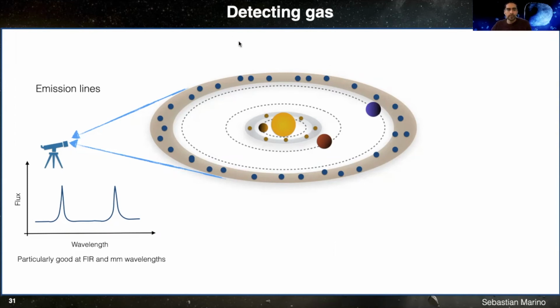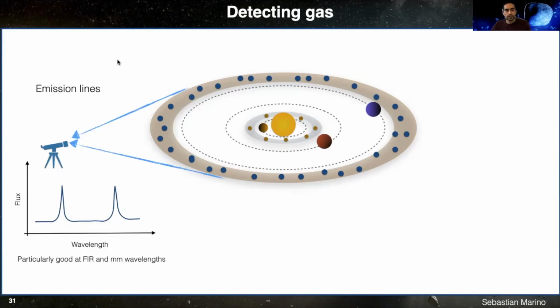And typically for disks that are cold, far from the star, that emission will be mostly at far infrared and millimeter wavelengths. So those are the typical wavelengths where we expect to find these emission lines for typical cold disks.